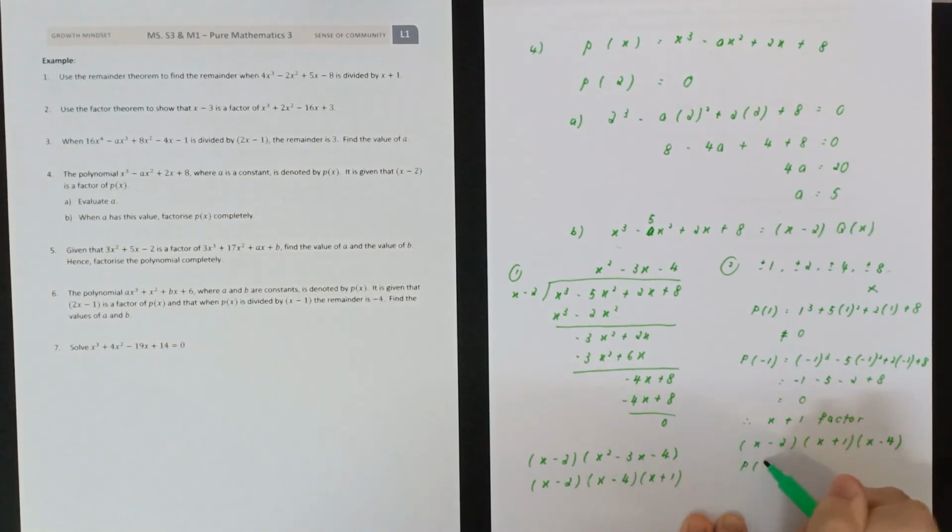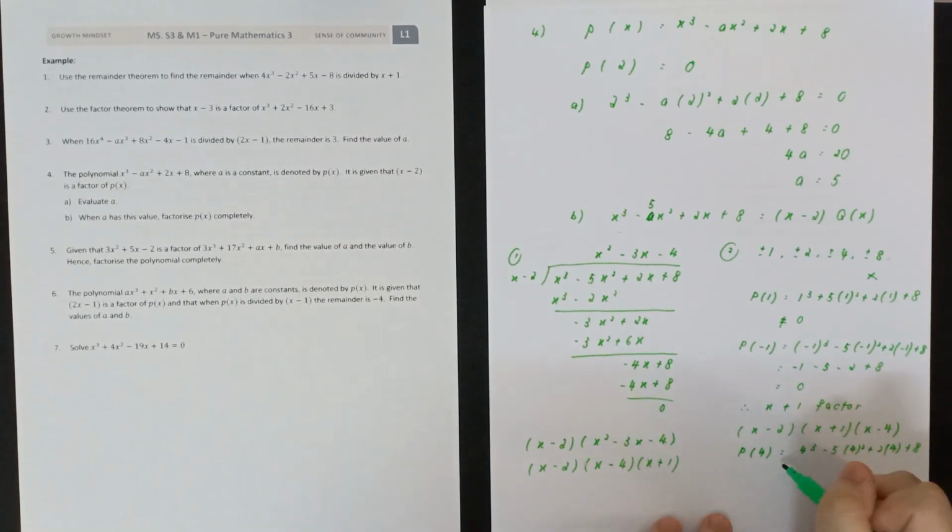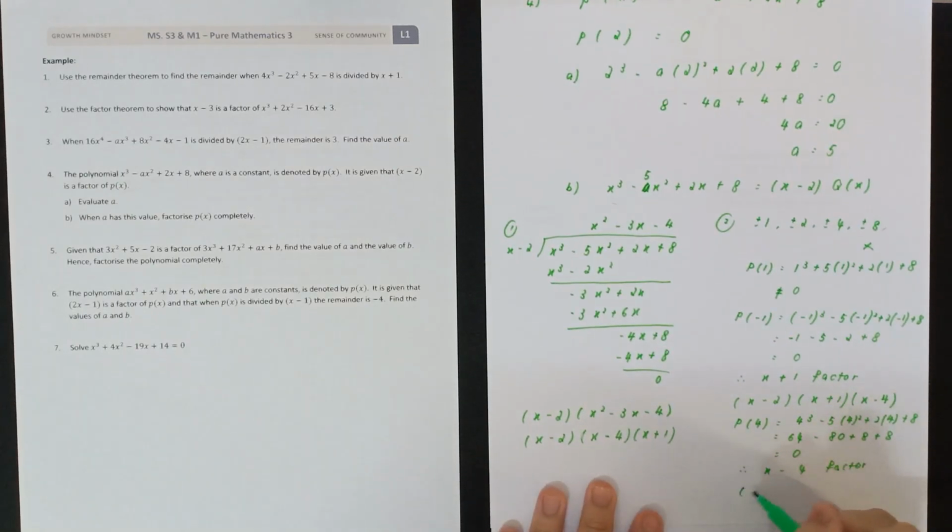So let's check. So P, when you substitute 4, what do you get? 4 power 3 minus 5, 4 power 2 plus 2 multiply 4 plus 8. So when I substitute, what do I get? 4 power 3, I get 64 minus 16, so 80 plus 8 plus 8. So this one minus -16 plus 16, then I get 0. So I know that x minus 4 is a factor also. Correct? So this is how I know that my final answer should be x minus 2, x minus 4, and x plus 1, which is exactly the same as this.